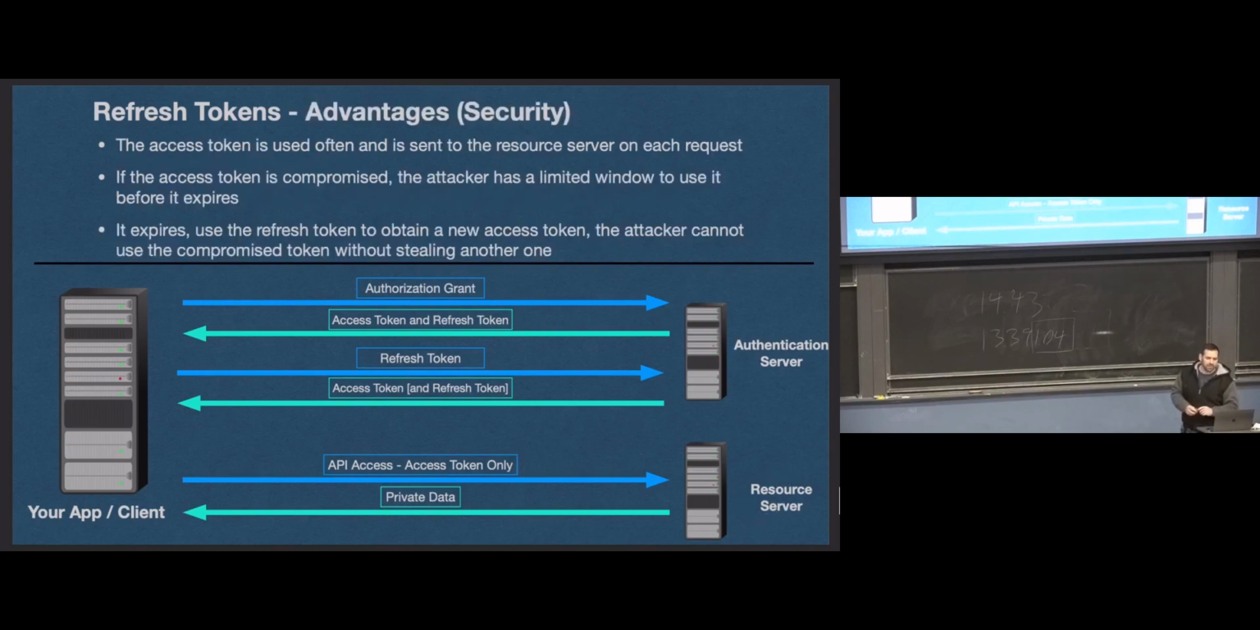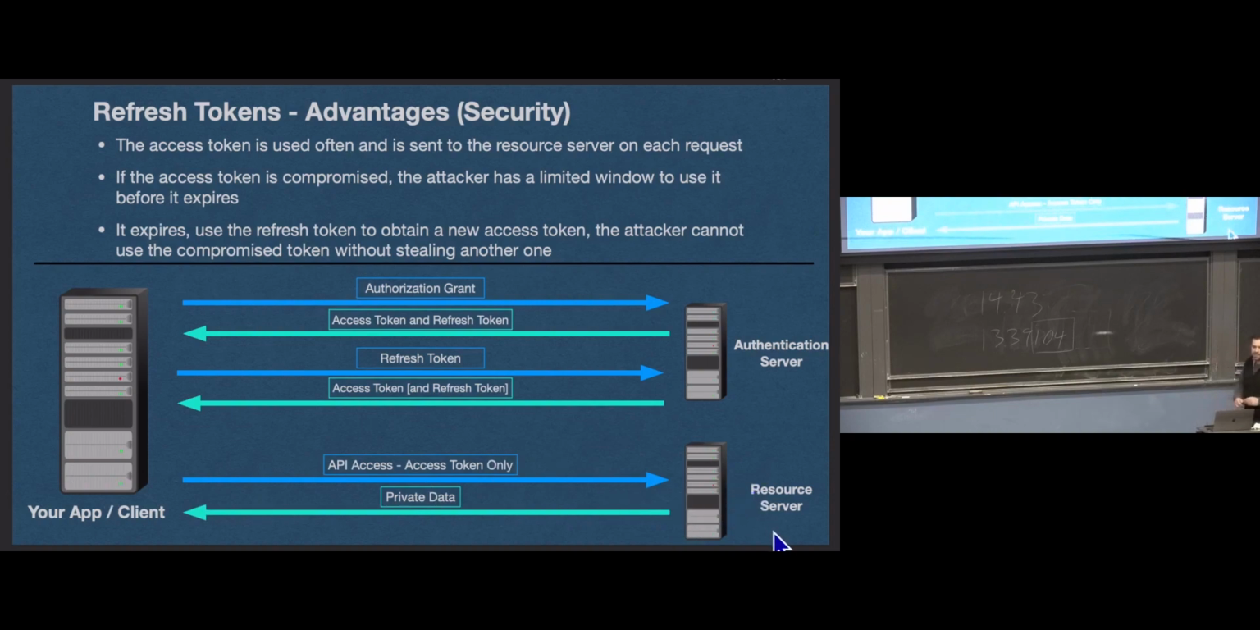So the advantage of refresh tokens, one is security. We're never sending the refresh token to the resource server, which there seems to be like an unspoken assumption in the RFC that this communication with the resource server is going to be less secure than communication with the authentication server, which I'm not completely sold on, but we'll go with it. The kind of hidden assumption is that the access token is more likely to be compromised during this communication.